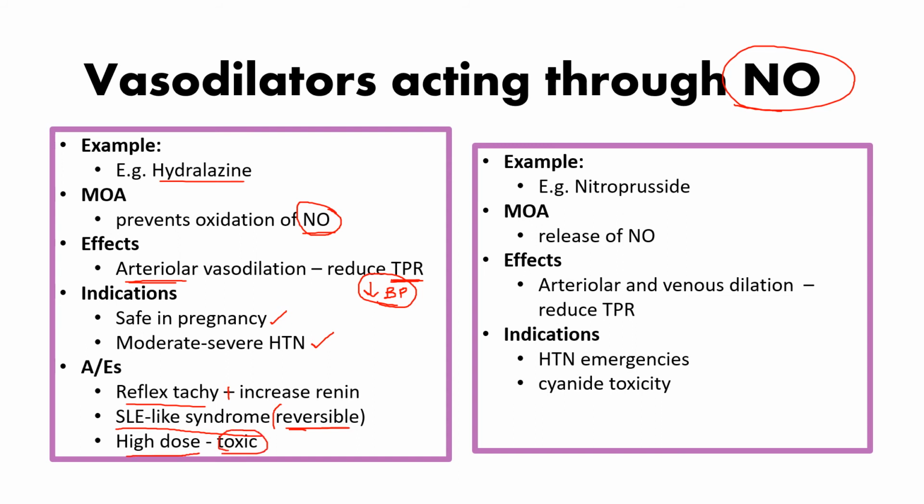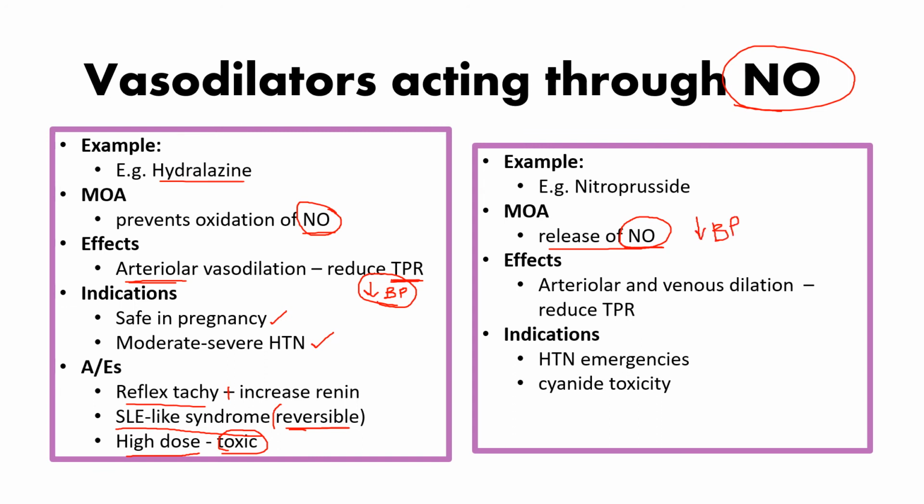Okay. The second drug that vasodilates our vessels through the action of nitric oxide is nitroprusside. I actually don't know how to read this. I think it's nitroprusside, I might be wrong. But the mechanism of action is that they promote the release of nitric oxide. So as I said, nitric oxide is a potent vasodilator. If we have nitric oxide circulating, then we basically promote vasodilation, and vasodilation reduces total peripheral resistance and therefore reduces the blood pressure.